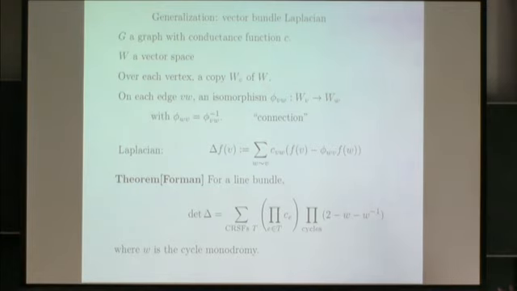Notice, of course, that if your connection is trivial, that is, if each isomorphism is just the identity isomorphism, then the monodromies are all going to be 1, and this will give you 0, which it should, because then you're just getting the standard Laplacian, which is a singular matrix because the constant functions are in the kernel.